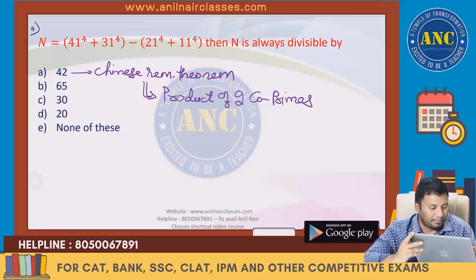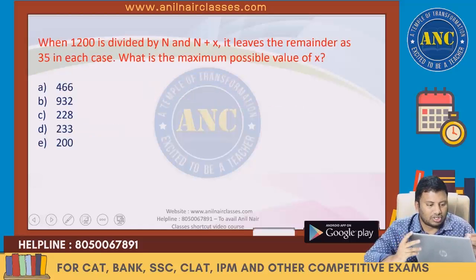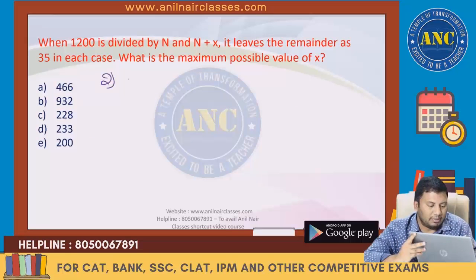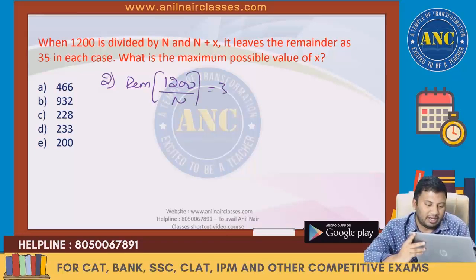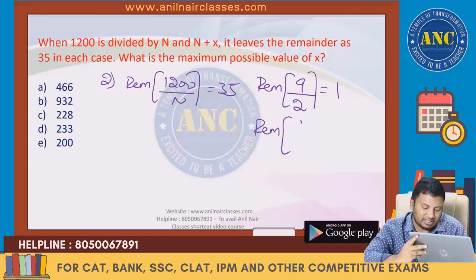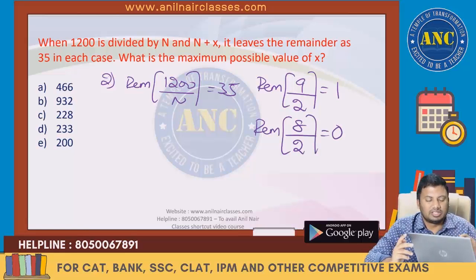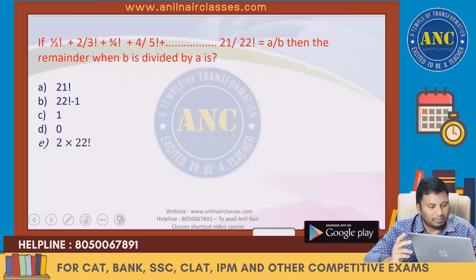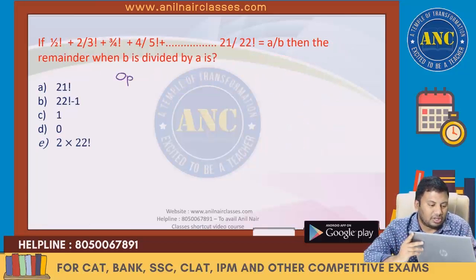Question number 1. Question number 2. This is another important problem on remainder based problems. 1200 divided by n is 35. We learnt that 9 when divided by 2 it is 1. So if 1 goes in the left hand side, 8 divided by 2 remainder is 0. Second problem. Third problem.